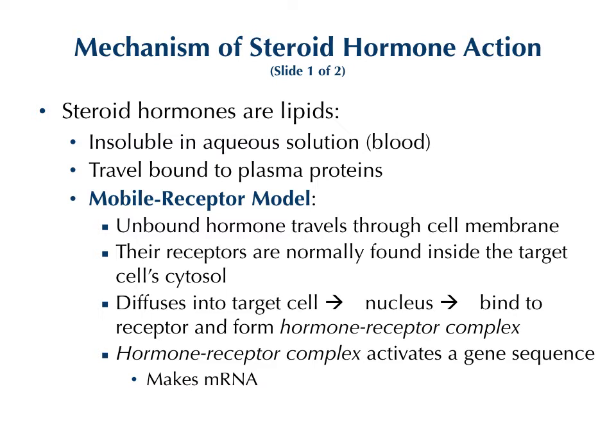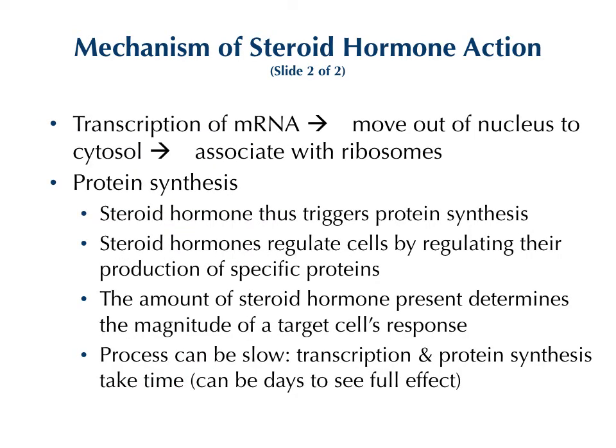The hormone receptor complex will then activate a gene sequence and make a transcript of messenger RNA. That transcript of messenger RNA will then move out of the nucleus and into the cytosol, where it will associate with ribosomes. And you recognize this as the process of starting protein synthesis. In this way, our steroid hormone triggers protein synthesis. Steroid hormones, we'll find, regulate cells by regulating their production of specific proteins.